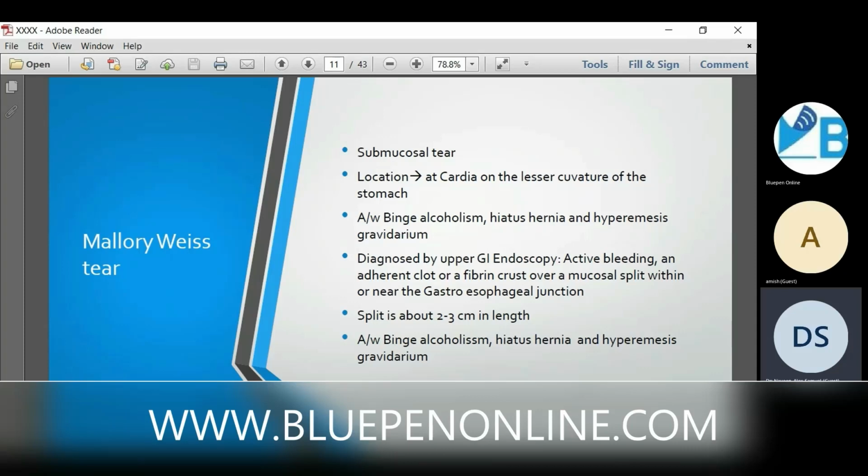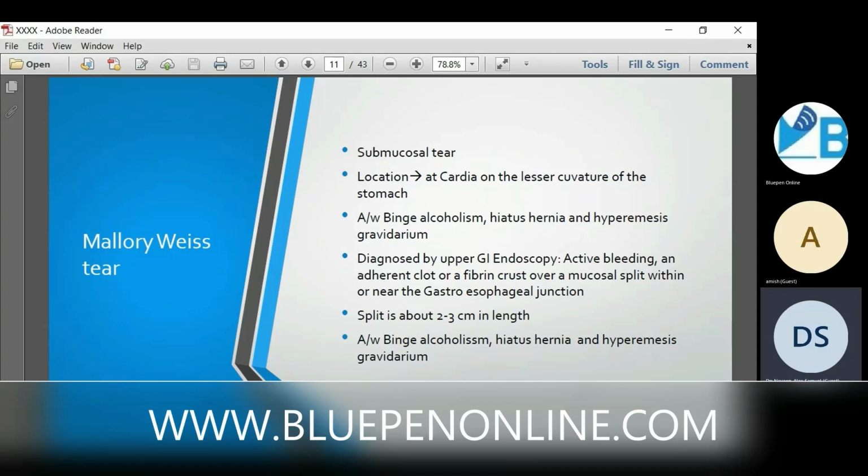Now I'll come to diagnosis. How do you diagnose? That's the investigation. Investigation is by upper GI endoscopy. Remember that. On upper GI endoscopy, what do you find? Active bleeding, and or you might find an adherent clot or a fibrin crest over a mucosal split within or near the gastroesophageal junction. Where do you find it? At the gastroesophageal junction.